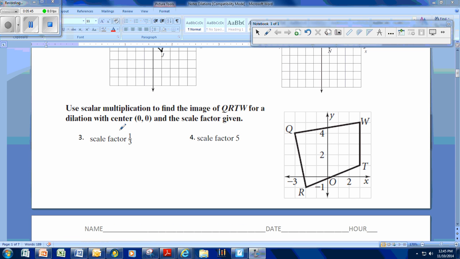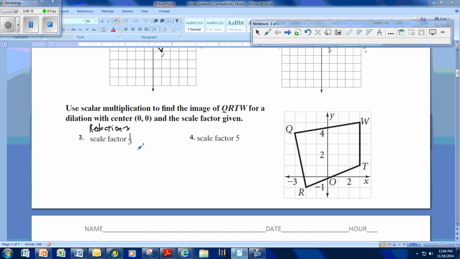Okay, finally here we're not going to worry about graphing it, but again we're going to use scalar multiplication to find the image of this four-sided shape QRTW. We're going to dilate it with the center being the origin, and the first scale factor is going to be 1/3. So I know this is going to be a reduction because the scale factor is less than 1.